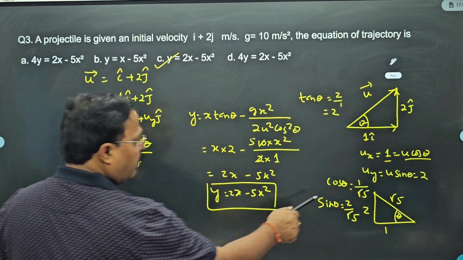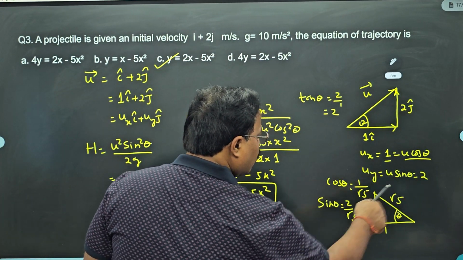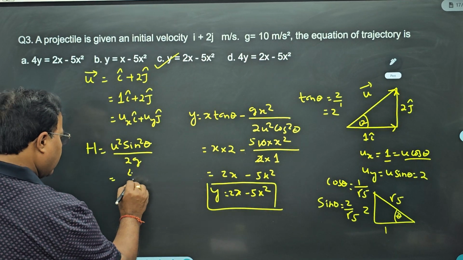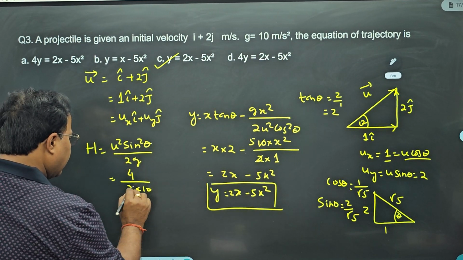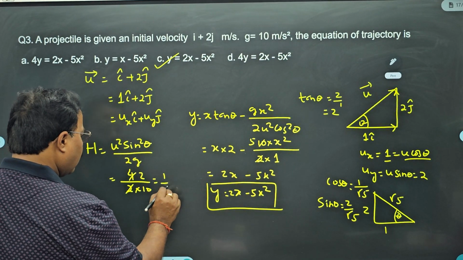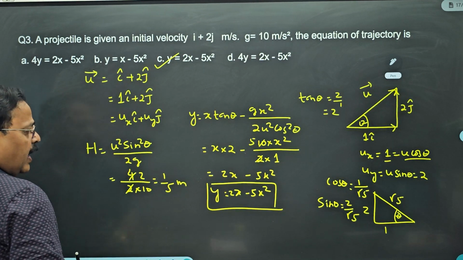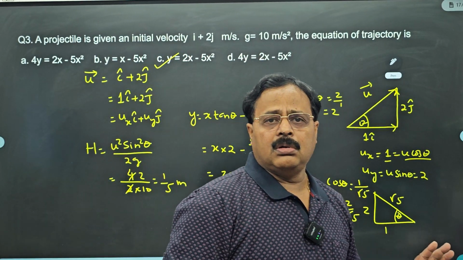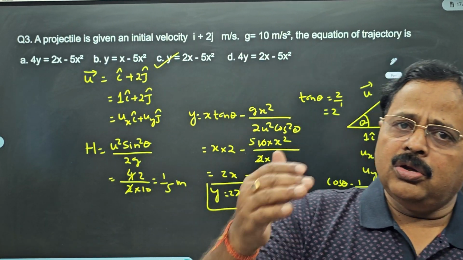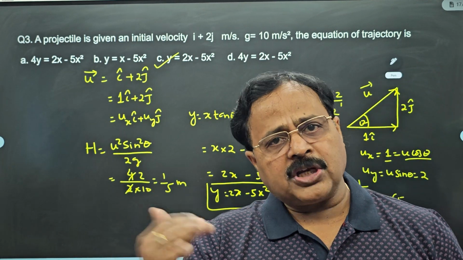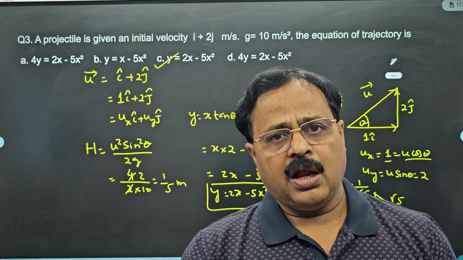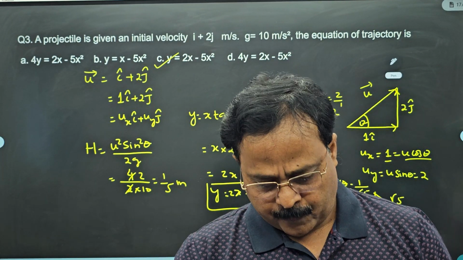U square sin square theta. What is u sin theta? U sin theta is 2. What is u square sin square theta? 4. 4 by 2g, 2 into 10. You could have very well found out 1 by 5 meter. Everything you can find out. How you will solve problems based on the equation of projectile motion, I have already taught you.